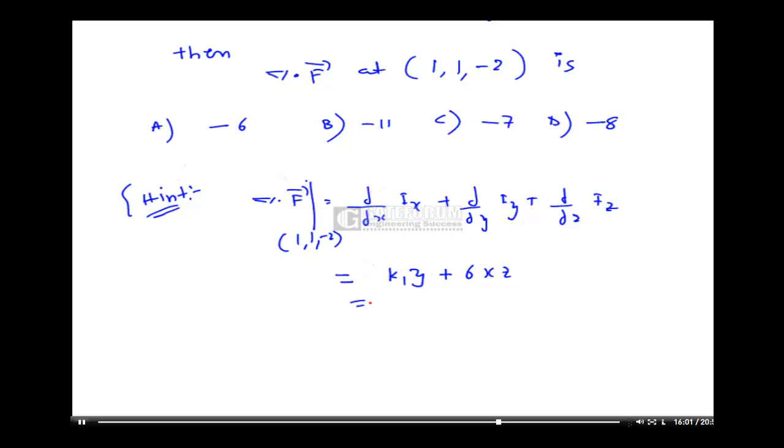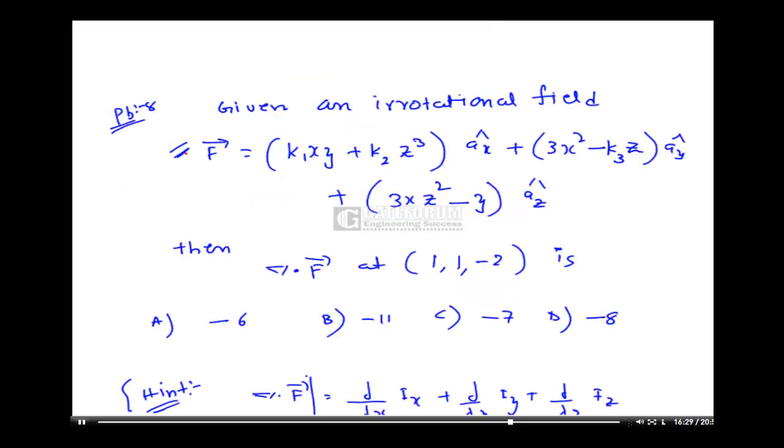After substituting the values, K1 y is K1, plus 6 into 1 into minus 2, minus 12. Sorry, K1 minus 12. This is del dot F you will get. But we don't know the K1 value. So K1 is equal to how much? Here it is given that F is an irrotational field.